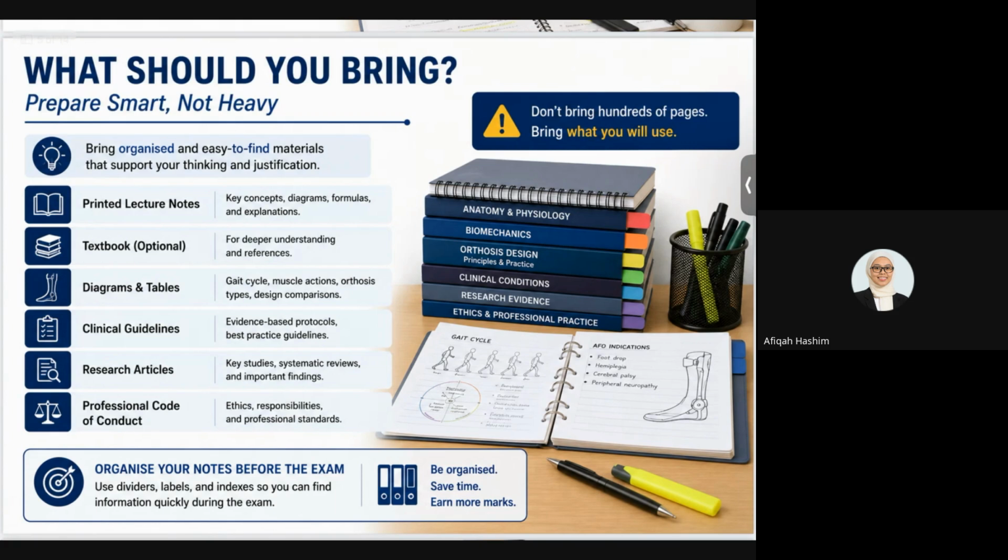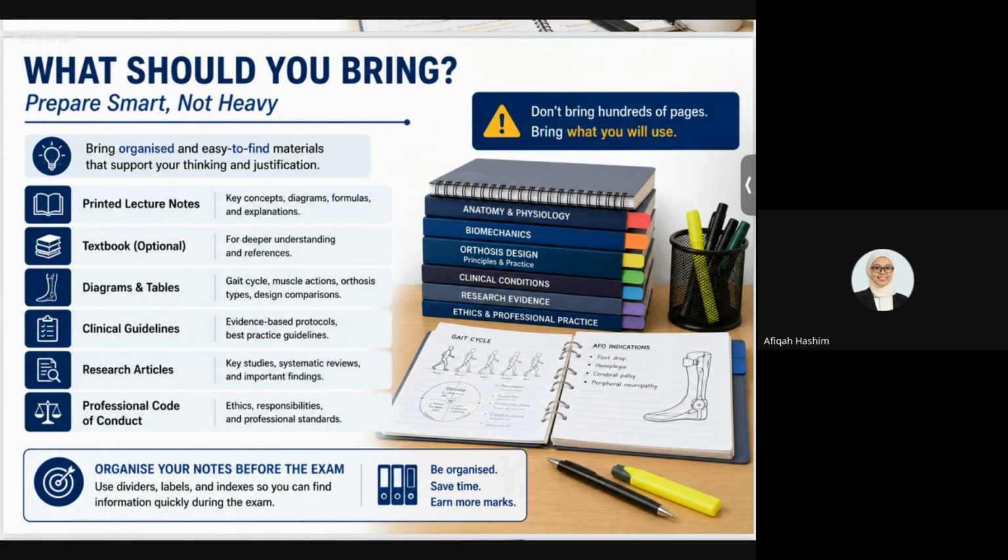Also, some questions may involve gait analysis or biomechanics. It is also useful for you to bring some diagrams, for example the gait cycle, lower limb anatomy, pressure systems, orthotic components, as well as labeled diagrams of the pathology. So for question 2, I already gave you the tips.